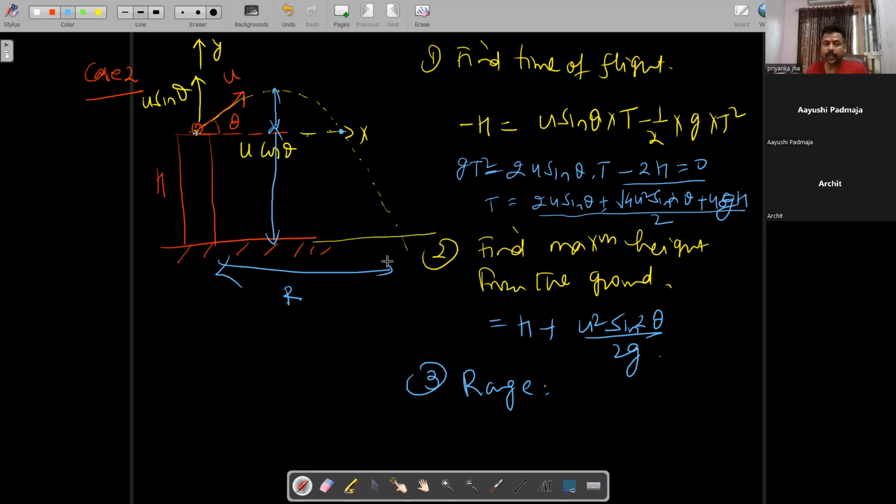And for range, what is the range? There is no acceleration along the x-axis. So you know that the horizontal component of the initial velocity will always remain constant. So the range would be the horizontal velocity into the total time of flight. Whatever time of flight you get from here, just put it here and you will get the range. Understood?